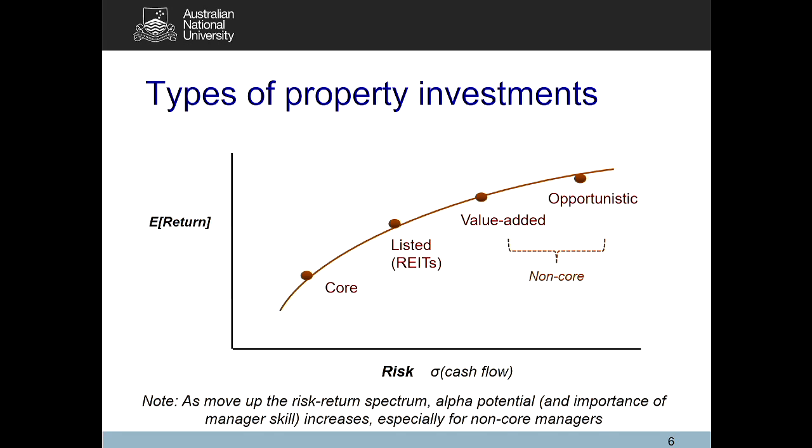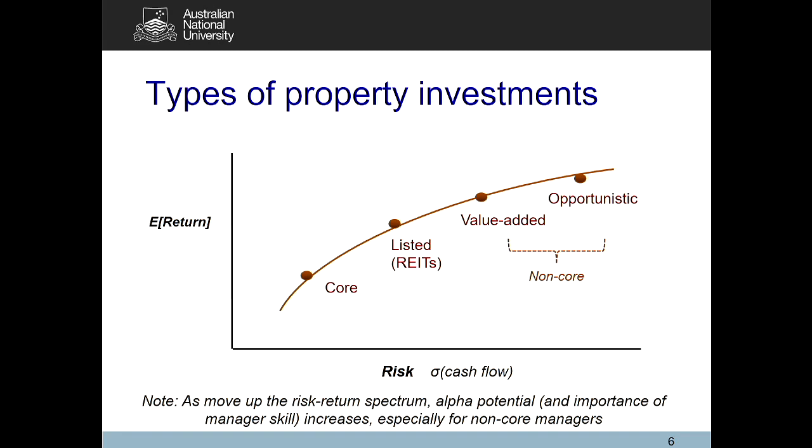Unlisted property is not listed and therefore has illiquidity issues. There is an additional way to break down unlisted property, and that is between core and non-core investment. So there's a little bit of an overlap here, and I'll talk about it as we go through. There is unlisted and listed property. Then unlisted property can be core or non-core. Your listed property, your REITs, sits in between your core and your non-core unlisted property.